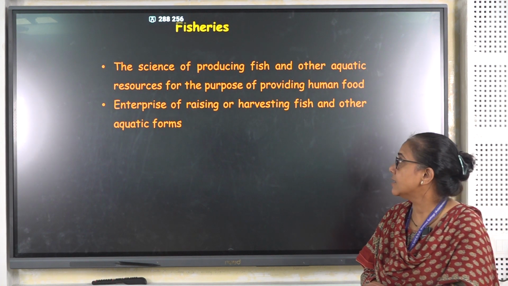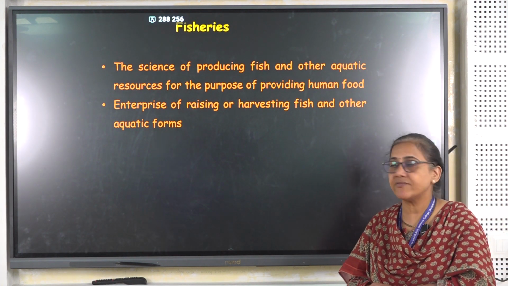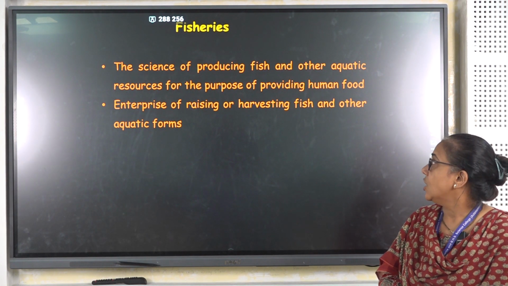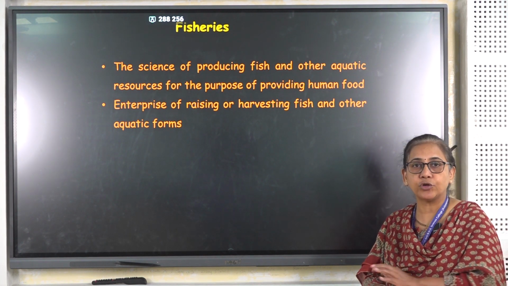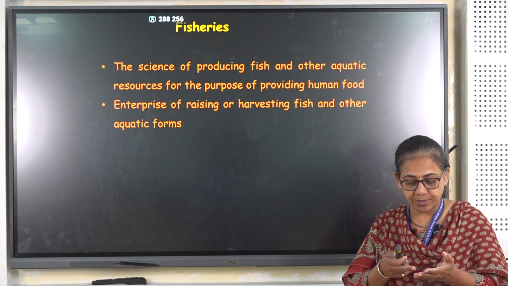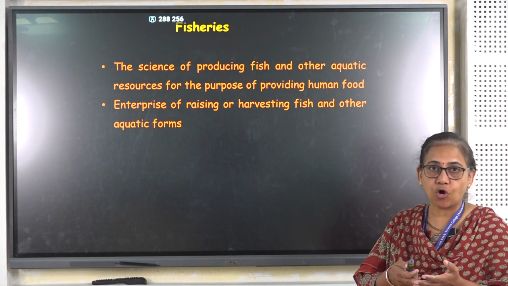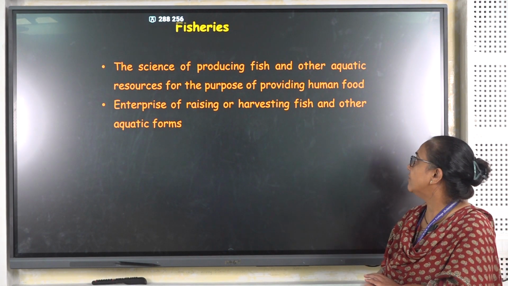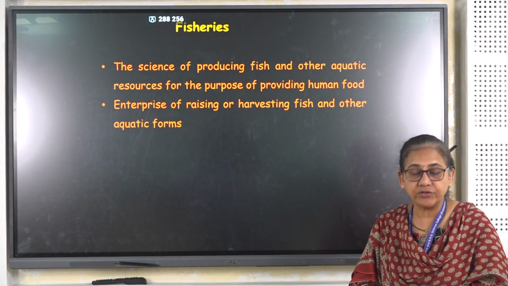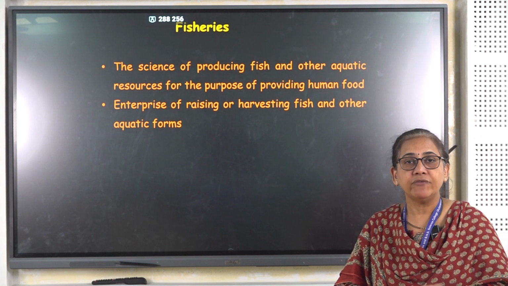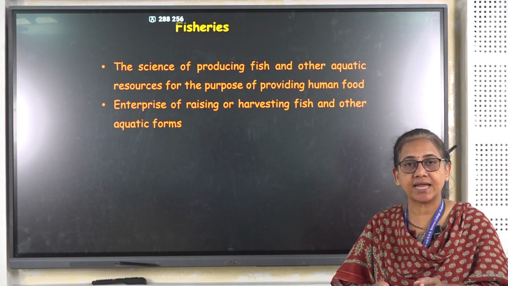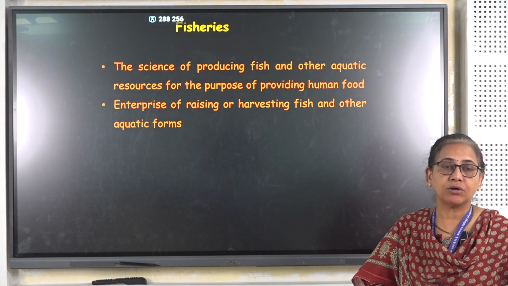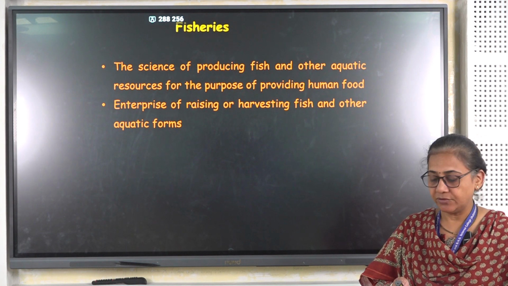The other branch is fisheries, on which the coastal area of India mainly survives. It's a science of producing fish and other aquatic resources for the purpose of providing food, mainly for human beings. Apart from food, we can also prepare manure from them, and fish oil as a nutritional supplement. It is an enterprise of raising and harvesting fish and other aquatic forms. We have two types of fisheries: in one we can breed the animals and produce new fishes, whereas from the sea we can harvest fish and sell them in the market.